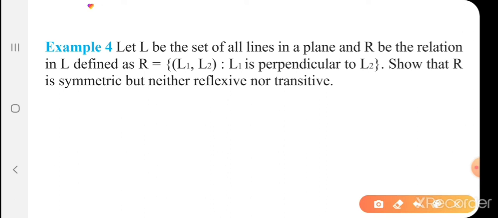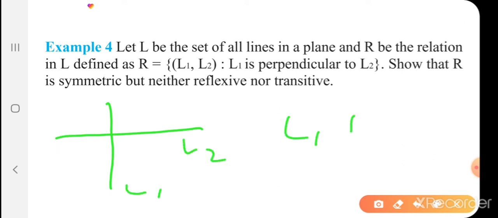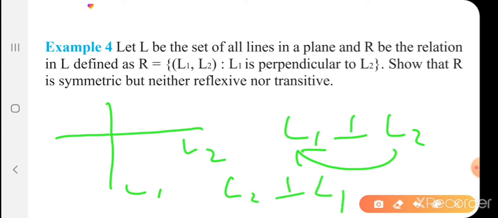Next, symmetric. This is the L1 line and this is the L2 line. Clearly L1 is perpendicular to L2, and conversely L2 is perpendicular to L1. So it is symmetric.